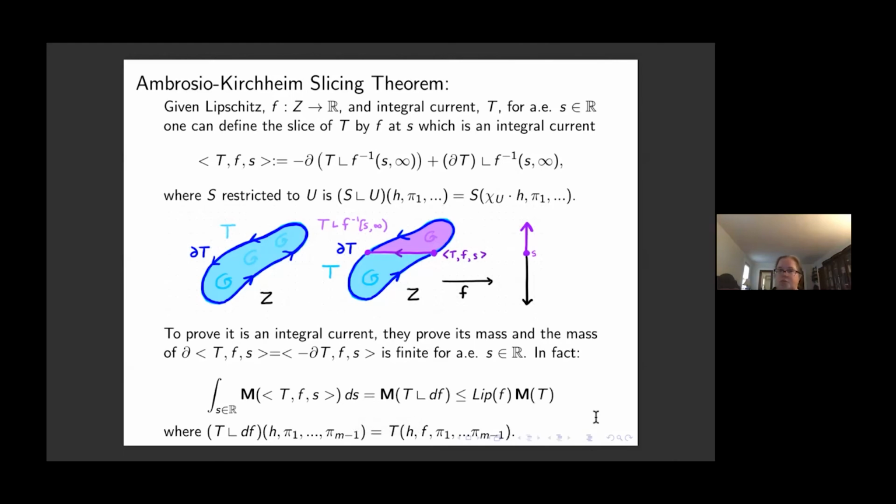Now, I'm not going to prove the Ambrosio-Kirchheim slicing theorem. You can find it in their original paper in 2000 in Acta. What we're going to do is use this theorem. So we're going to apply this theorem to get results. Any questions?